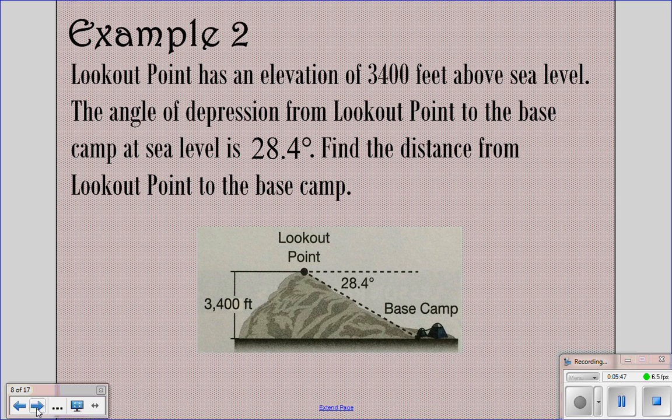Okay. Looking at the next example, we have Lookout Point has an elevation of 3,400 feet above sea level. The angle of depression from Lookout Point to the base is 28.4 degrees.